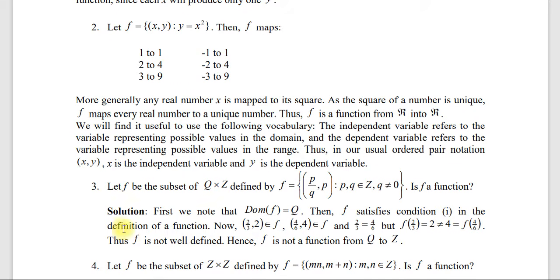In the definition of the function, now 2 over 3 comma 2 is an element of f. 4 over 6 comma 4 is an element of f. And 2 over 3 is equal to 4 over 6.